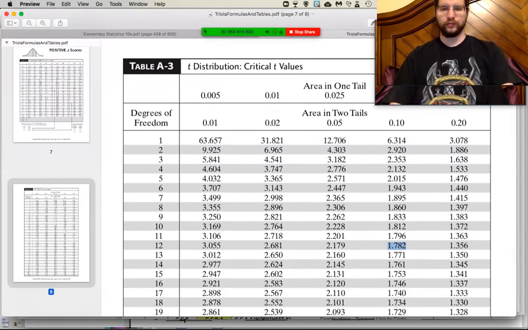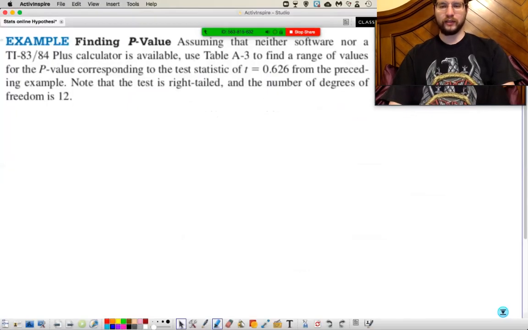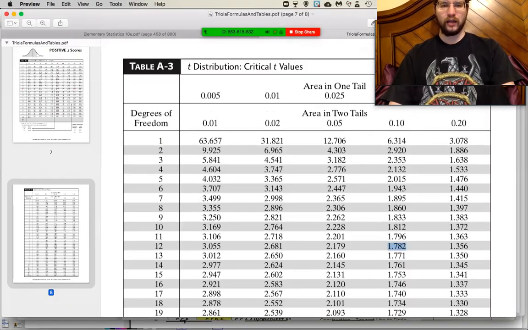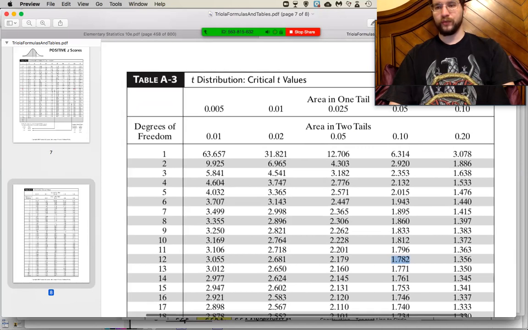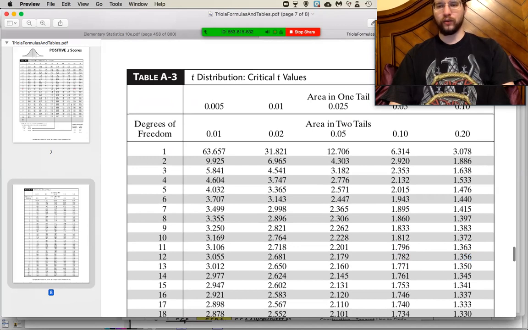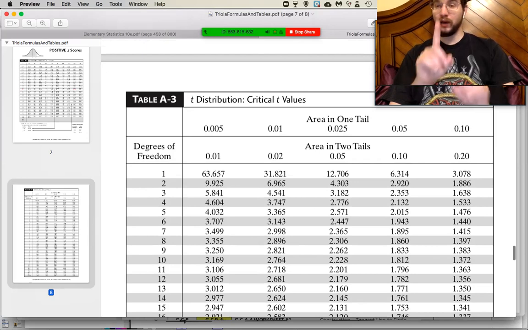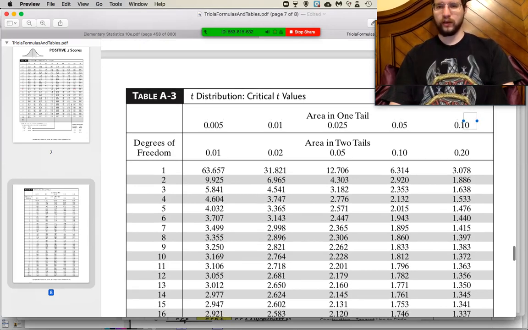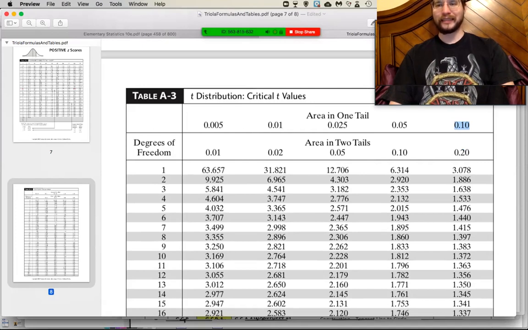Okay, so we look in 12, and we try and find our test statistic in that row. So we're looking for 0.626 in the 12 row. As you can see, we don't have anything close to that, right? So what we have to do is say, okay, it's going to be over here to the right of this number. So if we look up here, it's one tail, one tail. So we're looking at this right here, 0.10. So we can say that P is greater than 0.10. That's all we can say.